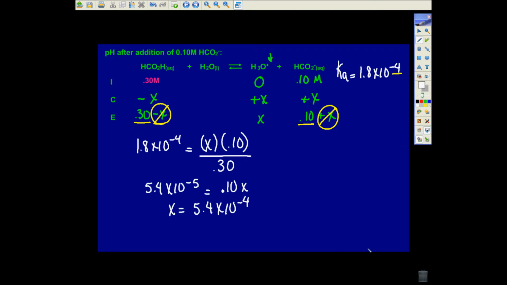All right, when I did the math in my calculator, I got an X value that is very small, and that's 5.4 times 10 to the negative 4. So your hydronium ion has decreased quite a bit from this common ion being added to the solution. So now, in order to solve for my pH, pH is going to be the negative log of the hydronium, which we just solved for, 5.4 times 10 to the negative 4. I put that in my calculator and I get a new pH of 3.27.